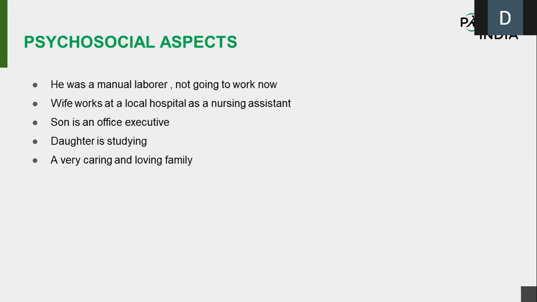His wife works at a local hospital as a nursing assistant. The son is qualified and is working as an office executive, earning around 15,000 per month. So that is okay. His daughter is still studying, and he has a very caring and loving family. All three of his family members look after his needs very well. And I think that leaves him very distressed mostly.